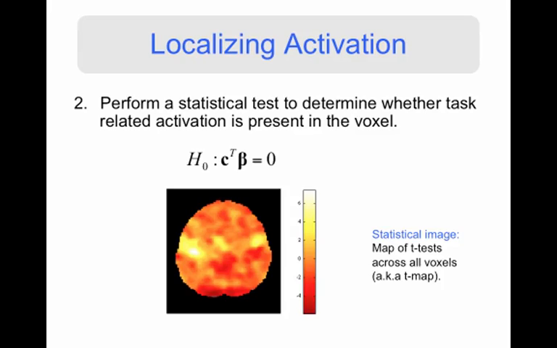And if we perform a t-test at each voxel, we can replace the fMRI time series at each voxel by summarizing it using the t-statistic value. And that will give us a statistic image. So this is a map of t-tests across all voxels of the brain.